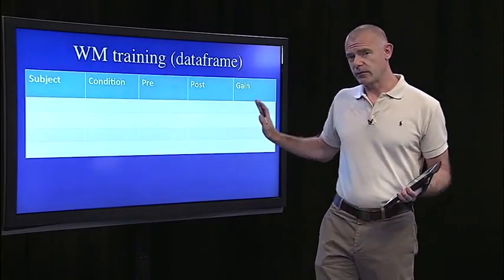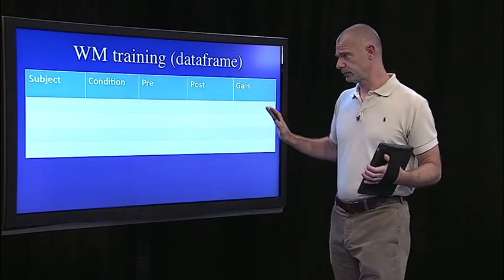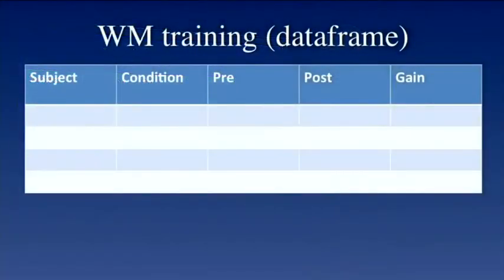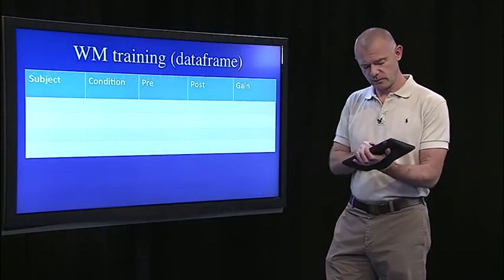This is what the data frame would look like if we were working in R. So just to be clear, we would have subject number in the first column, then what condition they were in, how many training sessions they were in, their pre-score, their post-score, and their gain score, which is just the difference.